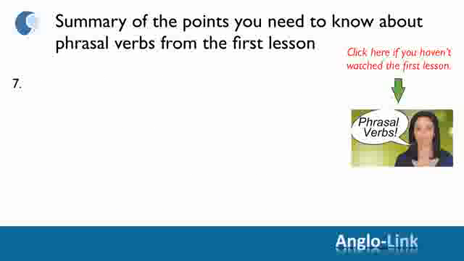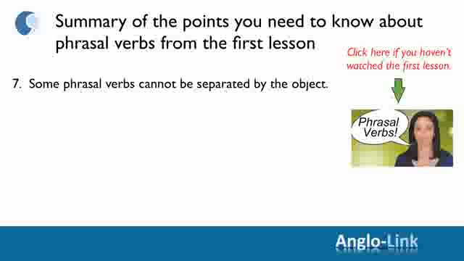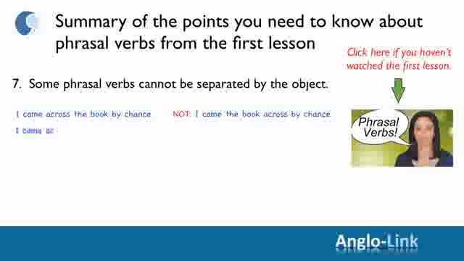Point 7. Some phrasal verbs cannot be separated by the object. For example, I came across the book by chance. Not I came the book across by chance. Even if you replace the book by the pronoun it will not come between the verb and the preposition. I came across it by chance, not I came it across by chance.